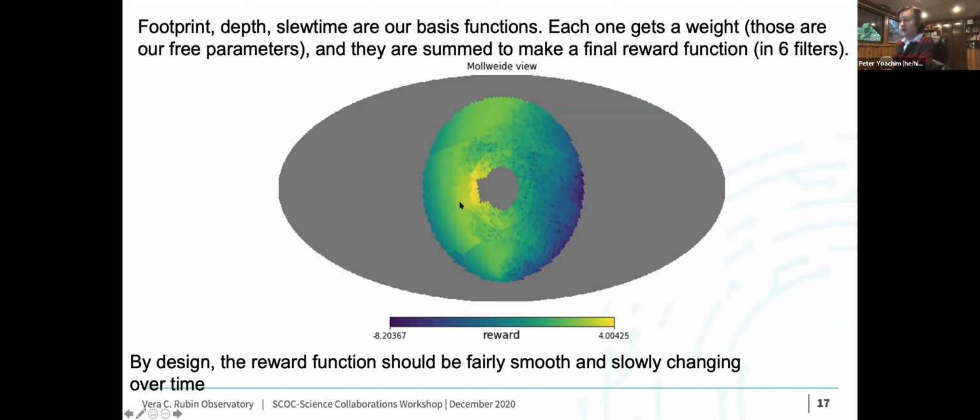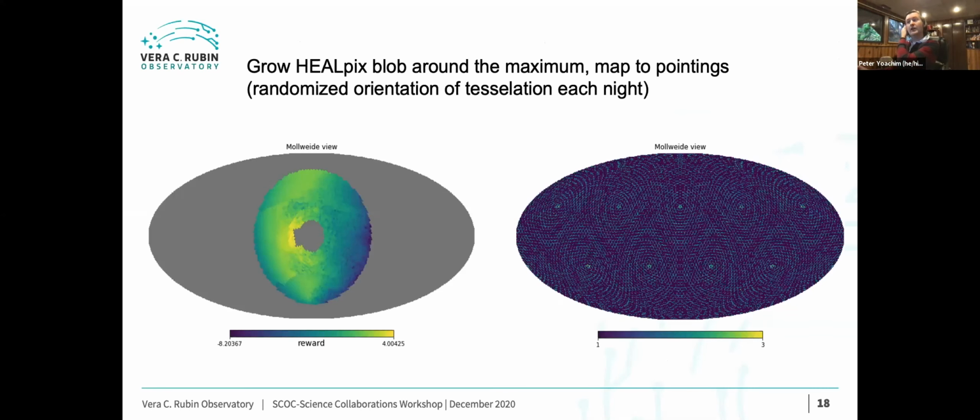By design, our reward function is fairly smooth and slowly changing over time. So we're not too worried about, like, if we decide to observe for 22 minutes, the reward function won't change radically during that time. So we can go ahead and plan a little bit into the future with that reward function. And as I said before, our tessellation of the sky gets randomized each night. And so we map these heel pixels to actual pointings on the sky.